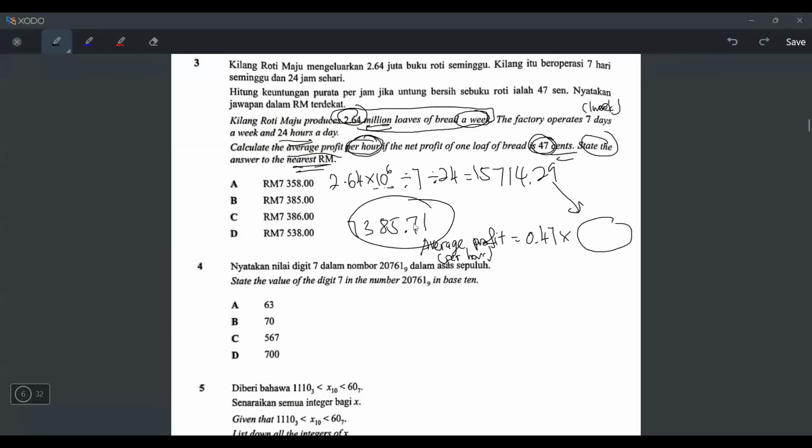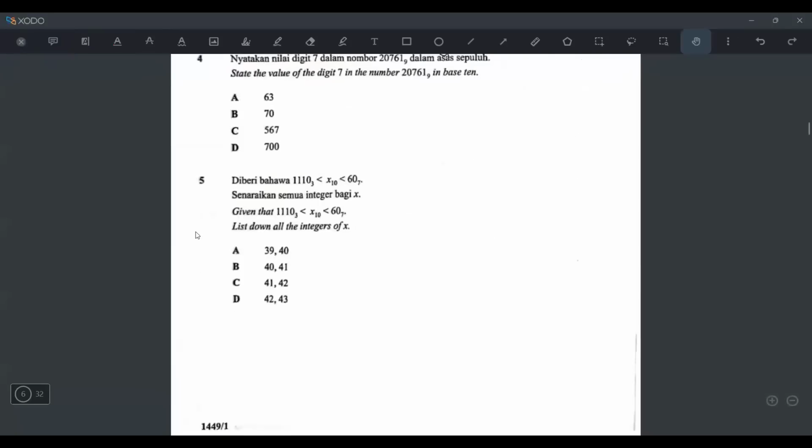It means I don't want to have the decimal point. It means I will erase these 2 numbers. But before you erase, you have to check whether after the decimal point, is it bigger than 5 or not? So 7 is bigger than 5. So I will erase this, but at the same time, I will plus 1 here. So 7386. So the answer is C. Okay, so hope you understand.